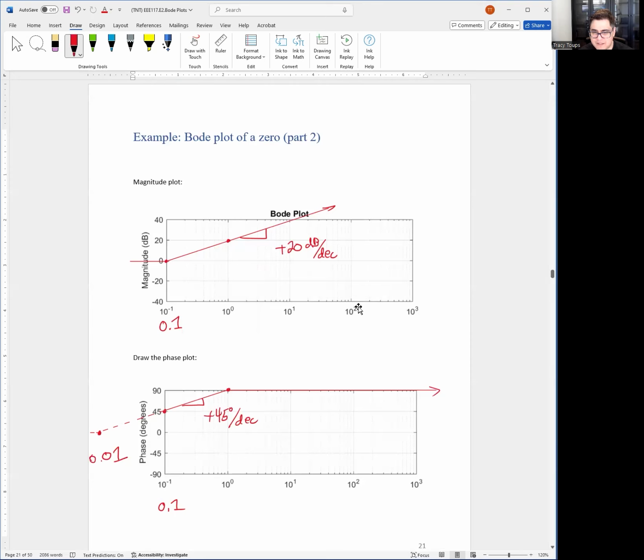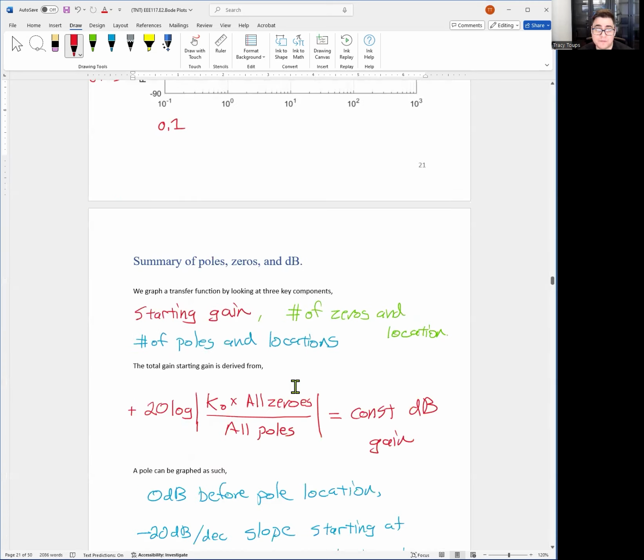If my 0 is at 100, all this will get shifted to this point right here at 100. Same thing here. This point will get shifted all the way here to 100 as well. So where your 0 is is a very big deal for where this slope lands on this graph. And that's the design part we can choose when we build a circuit.